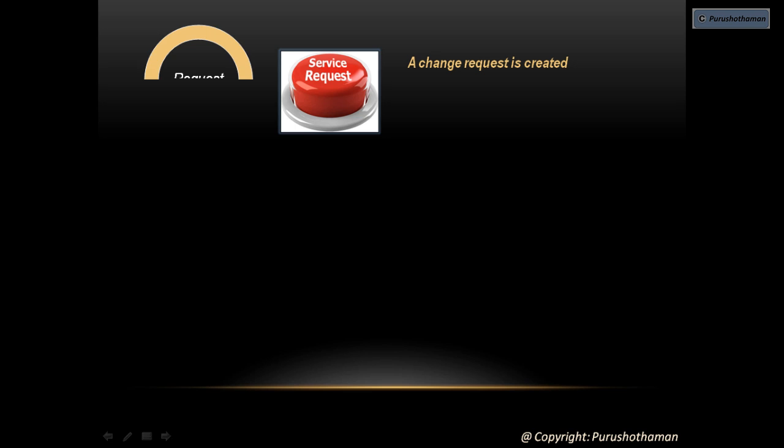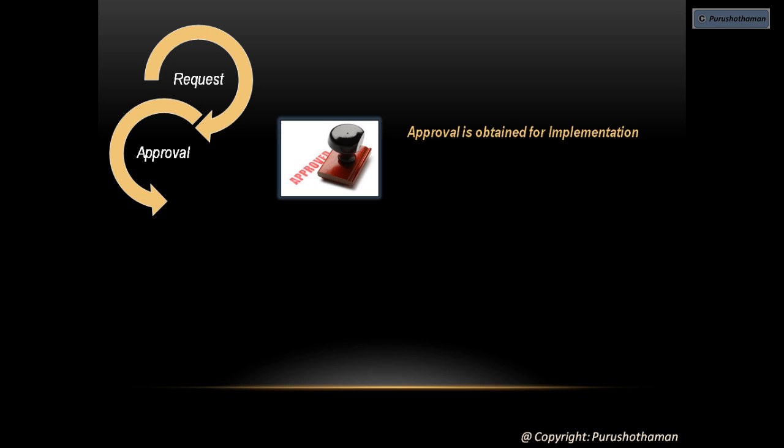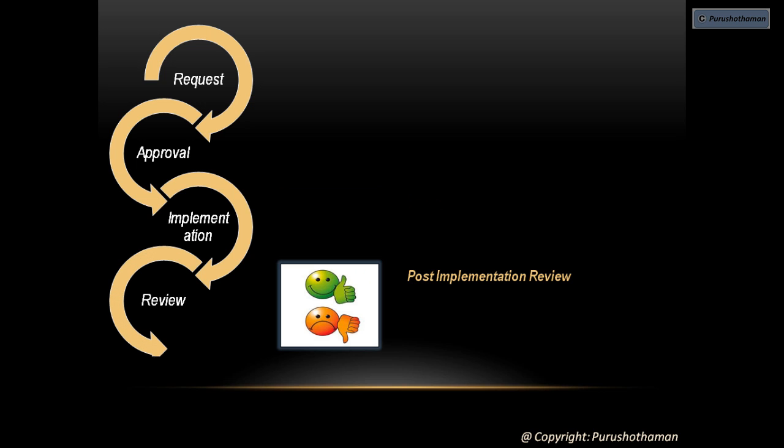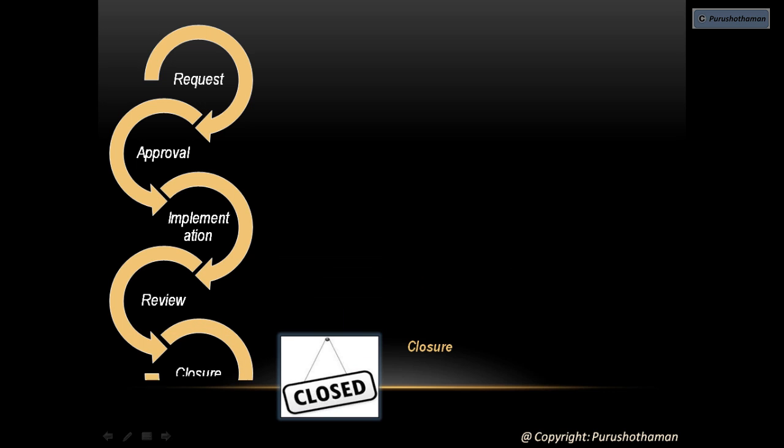Let's look into the high-level steps of change management. Request: a change request is created. Approval: an approval is obtained for implementation. Implementation: the change is implemented, where validation and testing is performed. Review: the post-implementation review, which is performed after the change implementation. Closure: closure of the ticket post-confirmation.